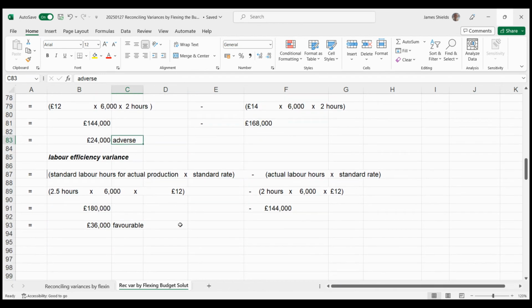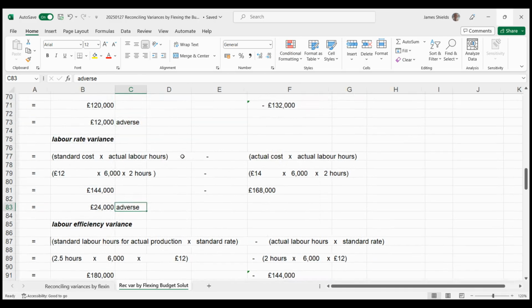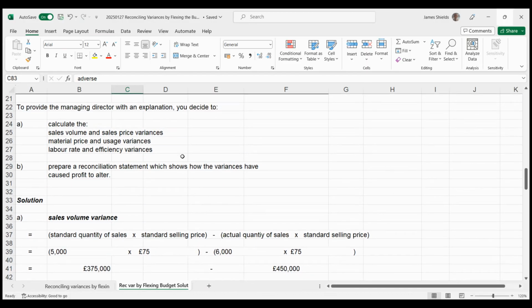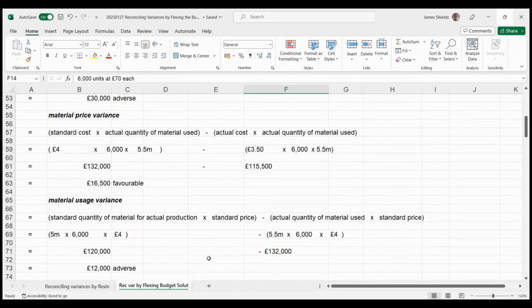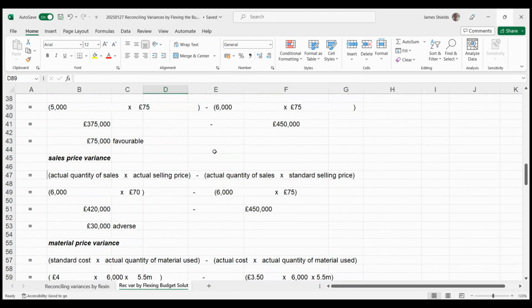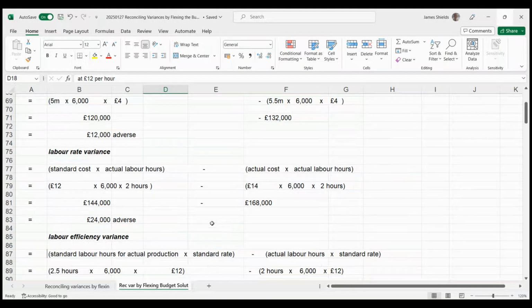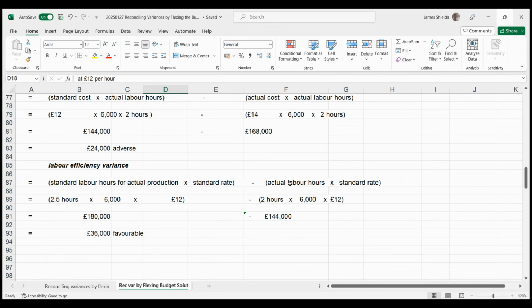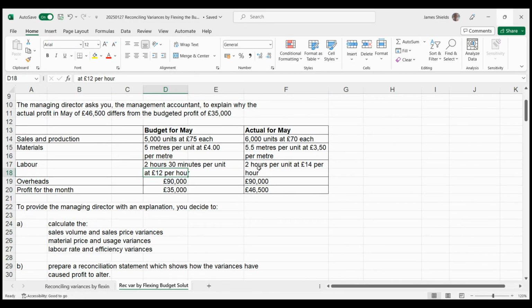Now the last variance is the labour efficiency variance. So it's the standard labour hours for production. So the standard labour hours were 2 hours 30 minutes, that's 2.5, and the production was 6,000. So we've got 2.5 times 6,000. And then the standard rate, we just checked that a moment ago, standard rate for labour was £12 per hour. We're going to take away the actual hours times the standard rate. So the actual hours, we just check that in the information in the question, is 2 hours.